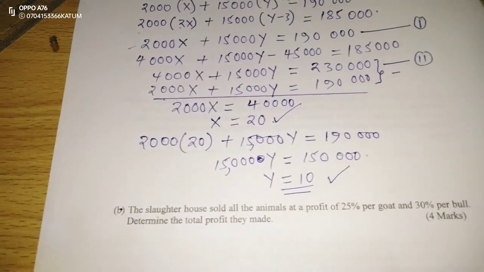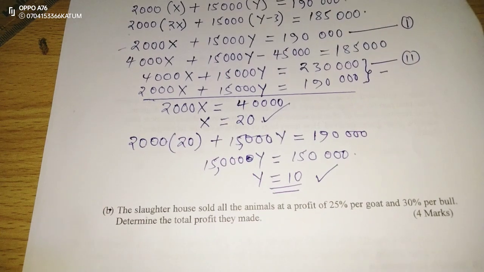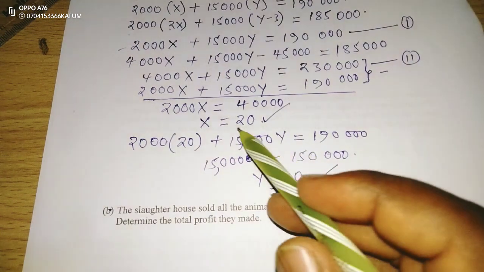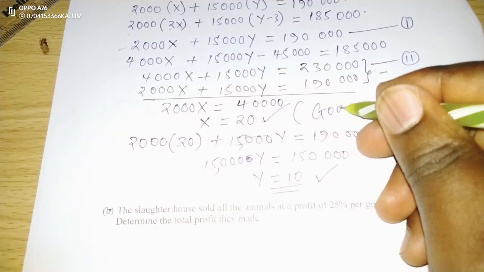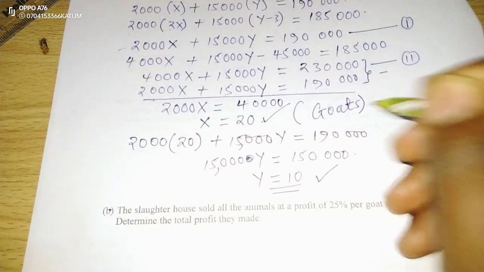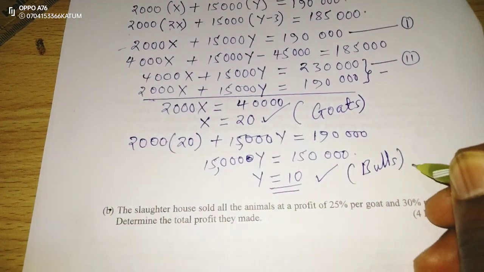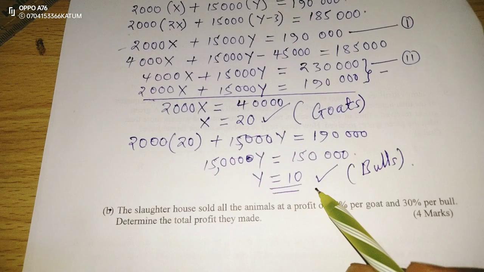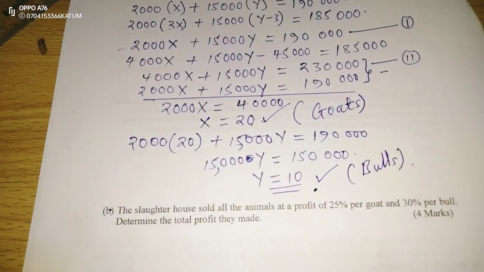Then finally we are told, sorry, remember these are not the costs, these are the numbers. So these are the number of goats, x, purchased. These are the bulls purchased, the number of bulls at 15,000 each. The number of goats, which are 20, at 2,000 each.